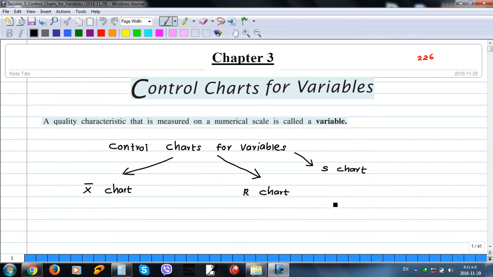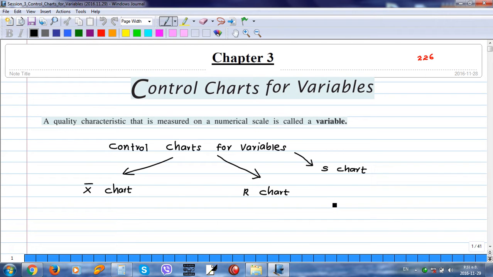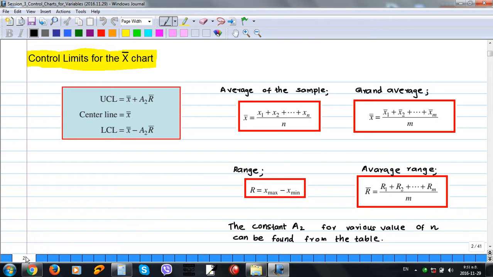The X bar chart is used to control the process average or mean quality level. If the process variability is monitored by the standard deviation, the S chart is used, but most probably we use the R chart. Then, you have to remember the control limits for the X bar chart.